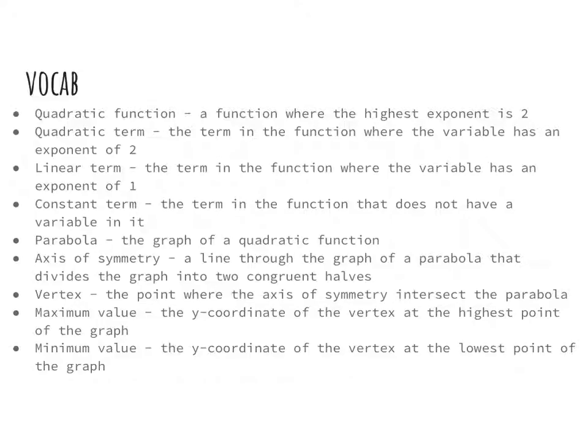A parabola is the graph of the quadratic function. The axis of symmetry is the line through the graph of the parabola that divides the graph into two congruent halves. The vertex is the point where the axis of symmetry intersects the parabola. A maximum value is the y-coordinate of the vertex at the highest point of a graph, and the minimum value is the y-coordinate of the vertex at the lowest point of the graph.